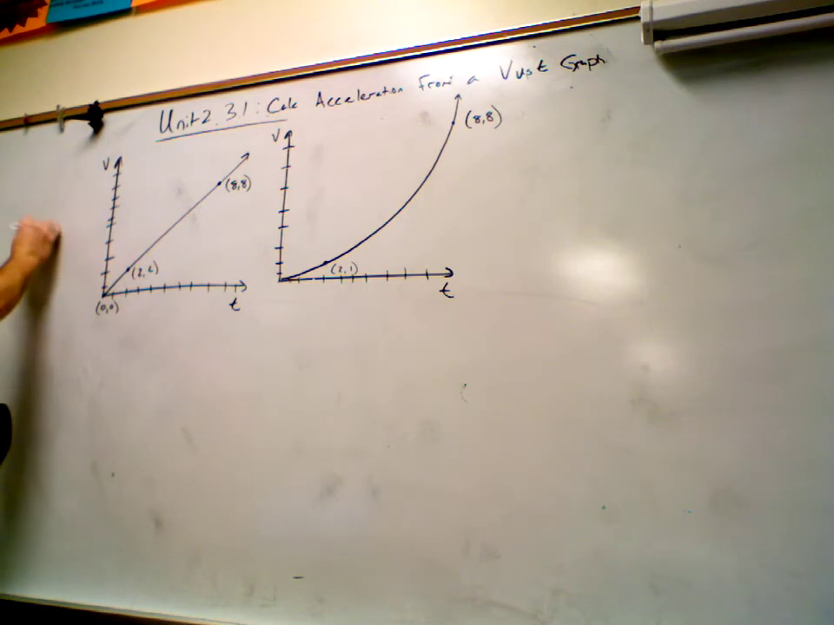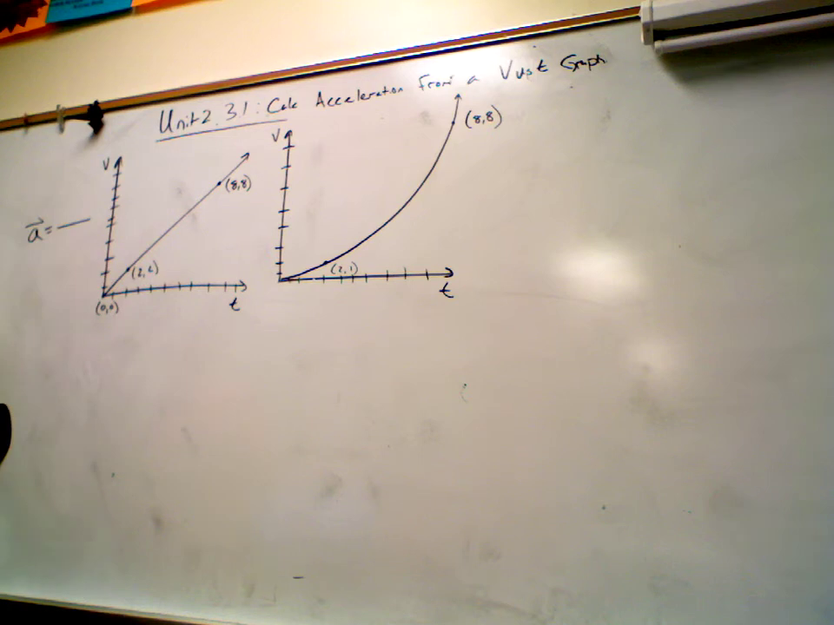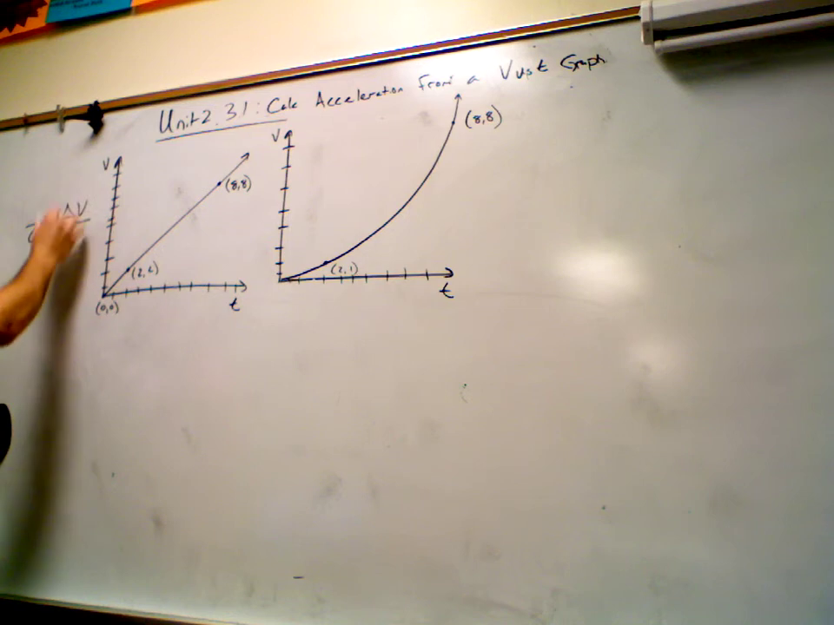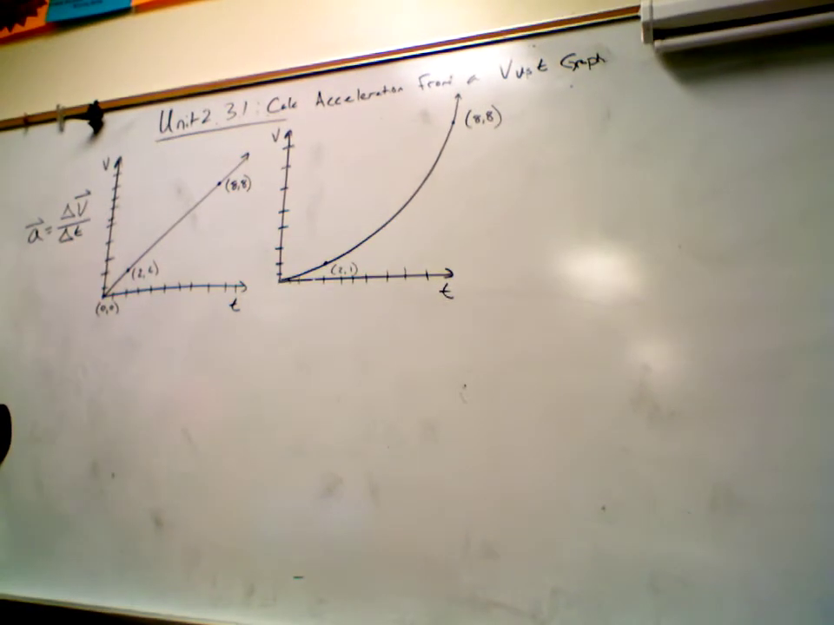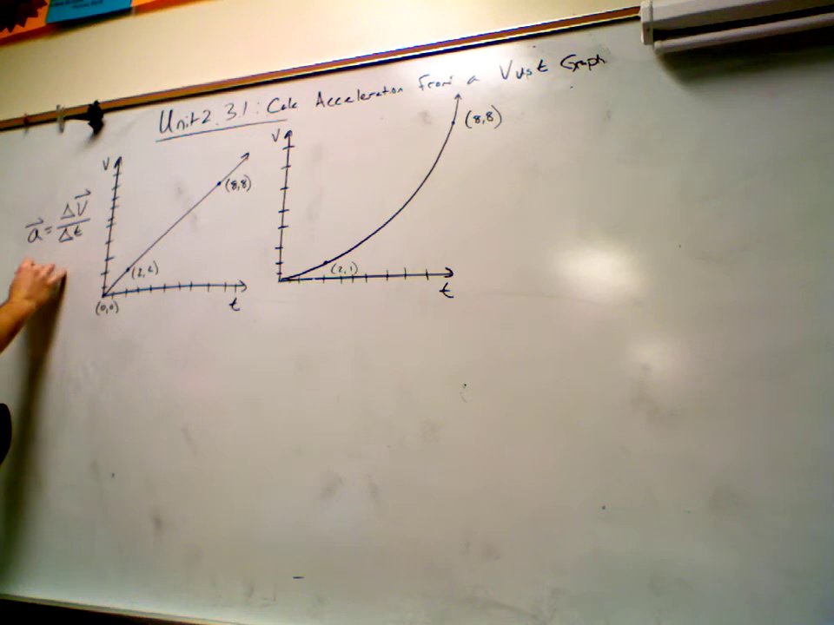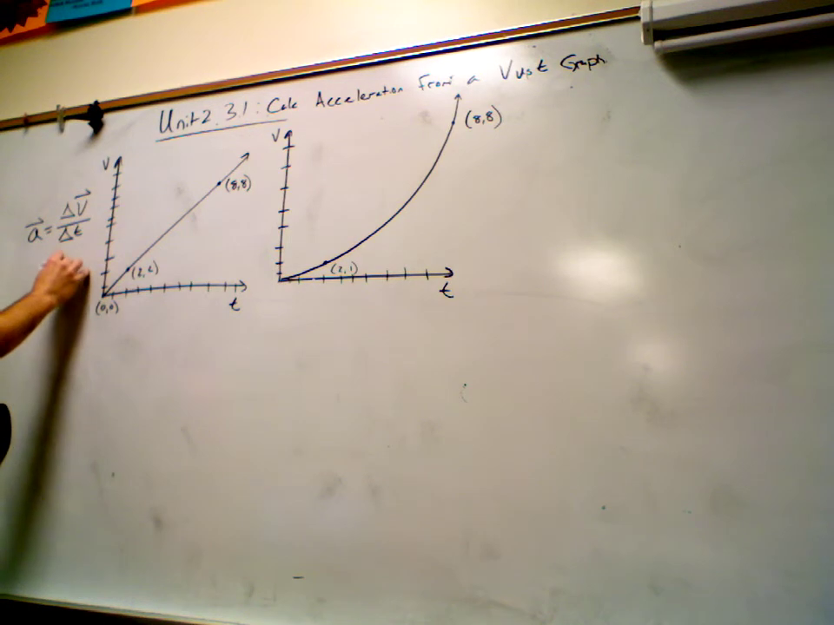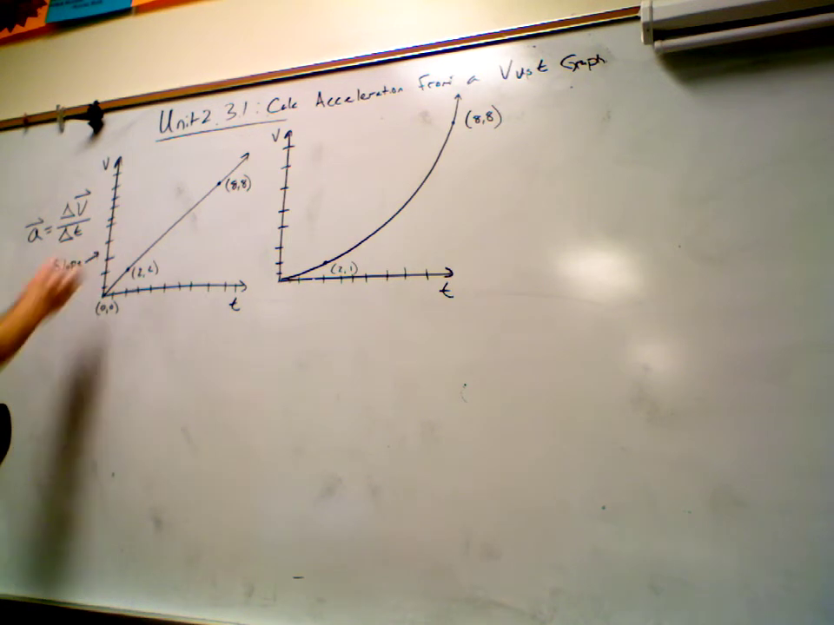Acceleration is what? Acceleration is change in velocity over change in time, right? Velocity is my y, time is my x. So this right here, change in v over change in t, this is really the slope of that graph.